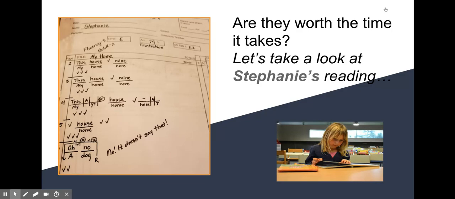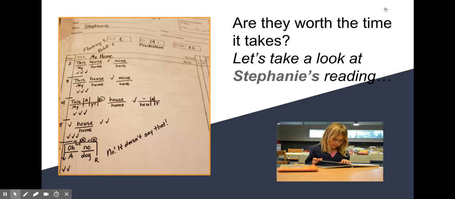Now we're going to analyze the whole running record later, Stephanie's running record. But for now, in terms of strategy use, I'll just say at a glance that there is no evidence on this running record of working through words, of taking words apart. Stephanie appears to either know the word or she doesn't know the word.